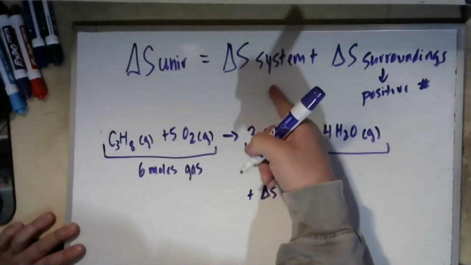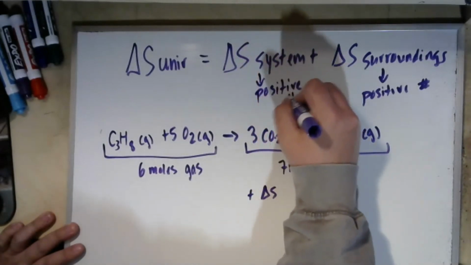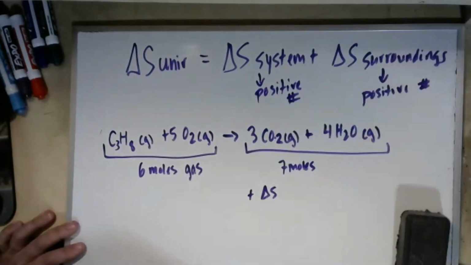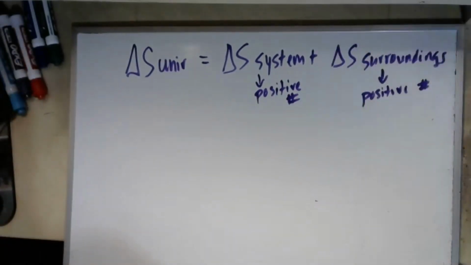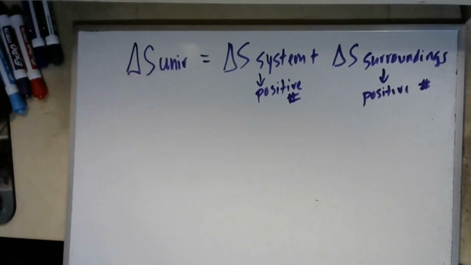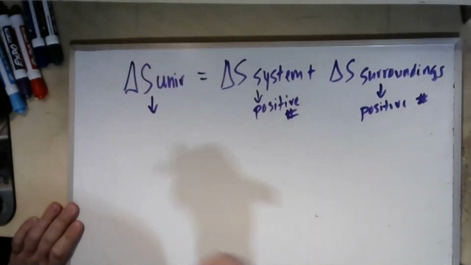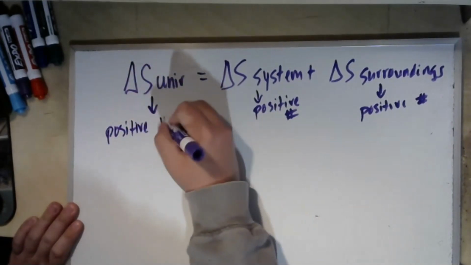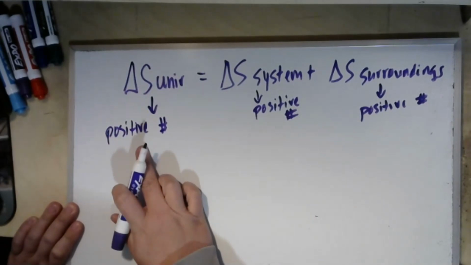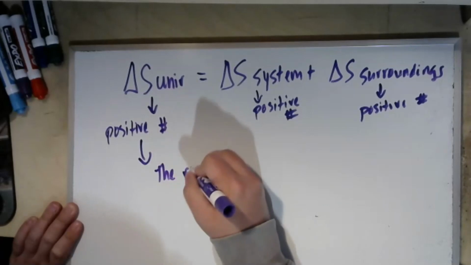Okay, so the delta S for my system is also going to be a positive number. Now, part C asks us to figure out whether the sign of the entropy change for the universe is positive or negative. If I'm adding together two positive numbers, that means the delta S of my universe is going to be a positive number as well. And if my delta S for the universe is a positive number, then the reaction is a spontaneous one.